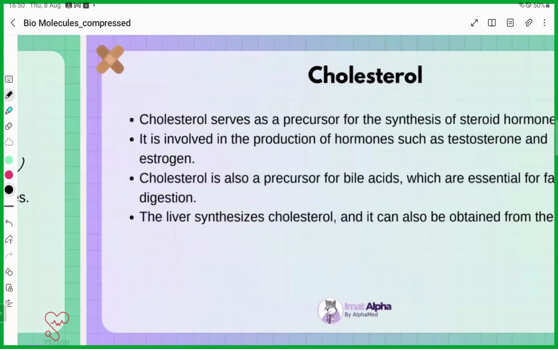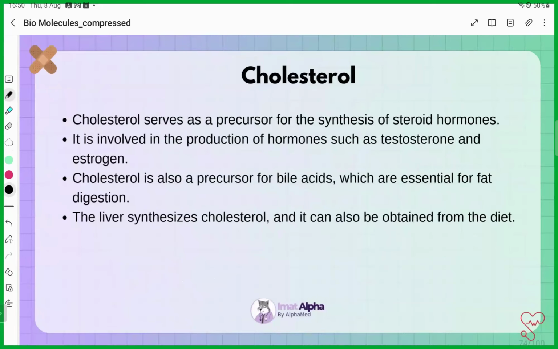Cholesterol serves as a precursor for the synthesis of steroid hormones. It is involved in the production of hormones such as testosterone and estrogen. Cholesterol is also a precursor for bile acids, which are essential for fat digestion. The liver synthesizes cholesterol, and it can also be obtained from the diet.